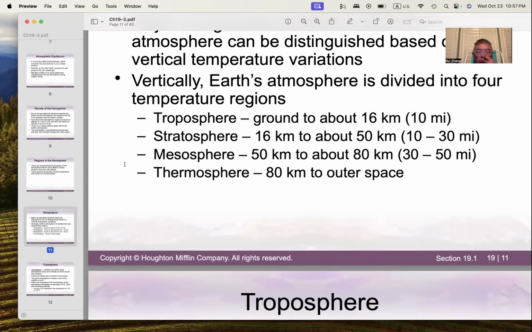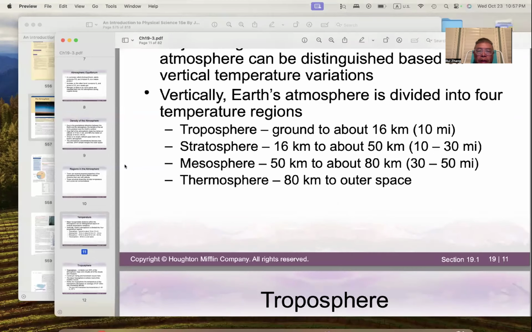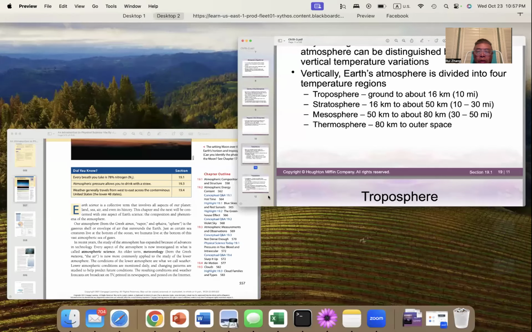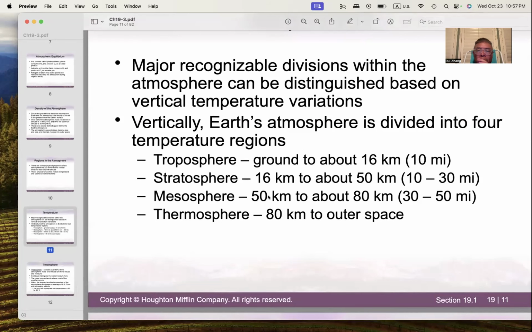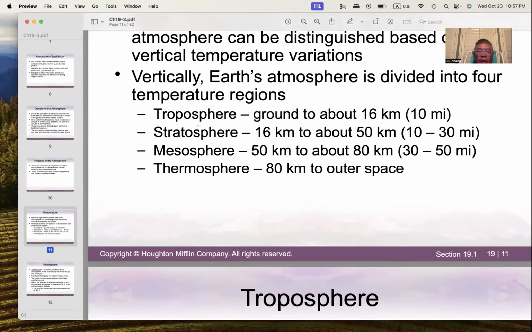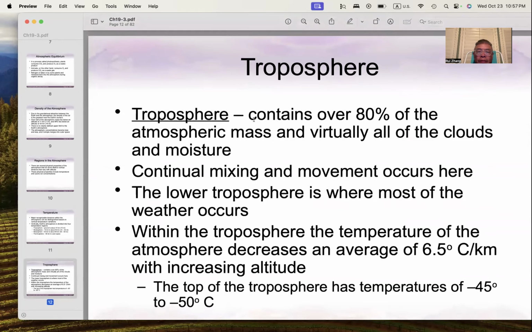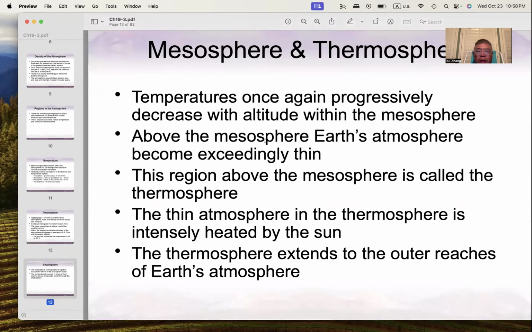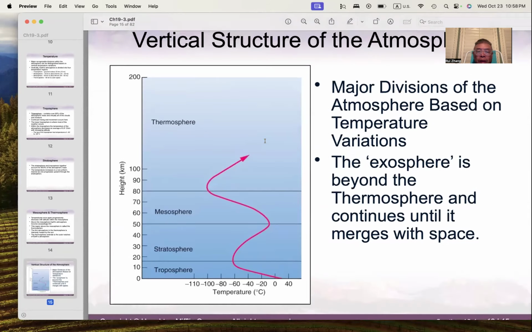Another thing we need to know: this is the composition, so what about the structure? There are two ways to divide the atmosphere. One is dividing it into 4 different layers: troposphere, stratosphere, mesosphere, thermosphere. The troposphere is the one that contains 80% of the mass.